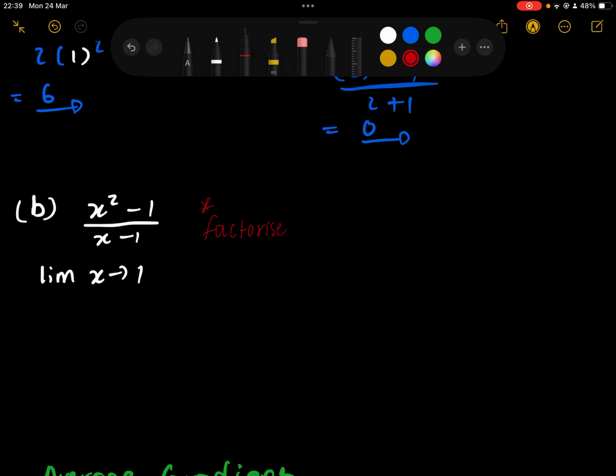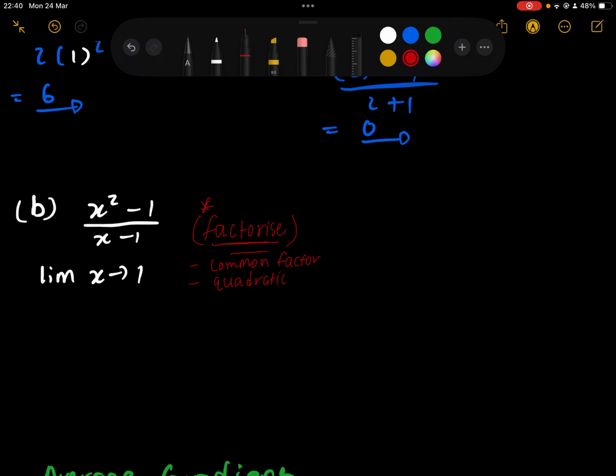You have to know how to factorize all the different types of factorizing. When I say the different types of factorizing, it's a common factor. Know how to take out a common factor. Remember, you take out a common factor if you have two terms, and also factorizing a quadratic, maybe if there are three terms.